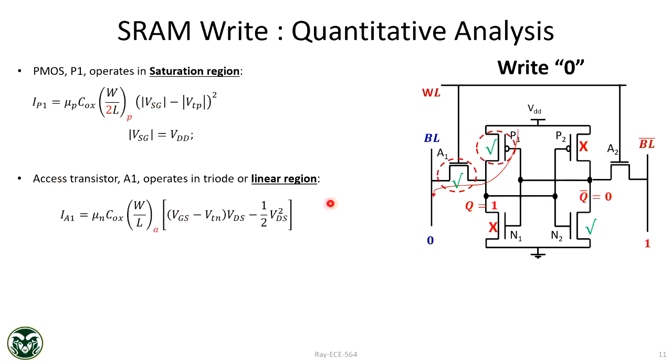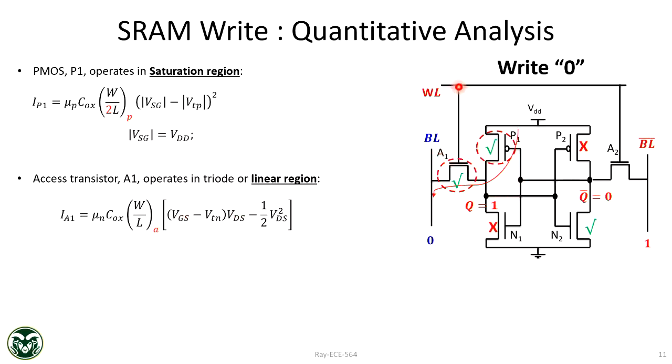For triode, it is VGS minus VT into VDS. What is VGS and what is VDS? That's what you need to figure out. What do you think? What is VGS for the access transistor? Gate to source. If you look here, gate is at VDD, source is at 0. So gate to source is VDD. It's as simple as just looking at the circuit.